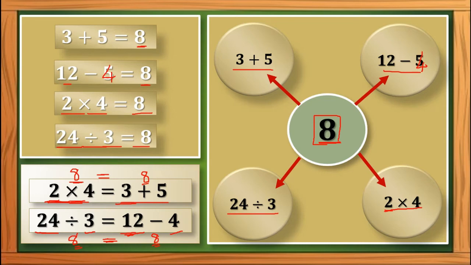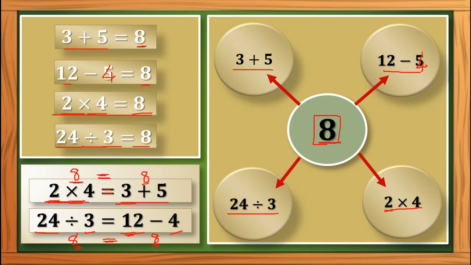Okay, so the sign of equality, you're observing here, shows that the numbers on both sides are equal. This sign is showing us that this 8 and this 8 are equal, right? Means 2 into 4 is equal to 3 plus 5, right? So we can also write the same equation as 24 divided by 3 is equal to 8, or 2 into 4 is equal to 8.